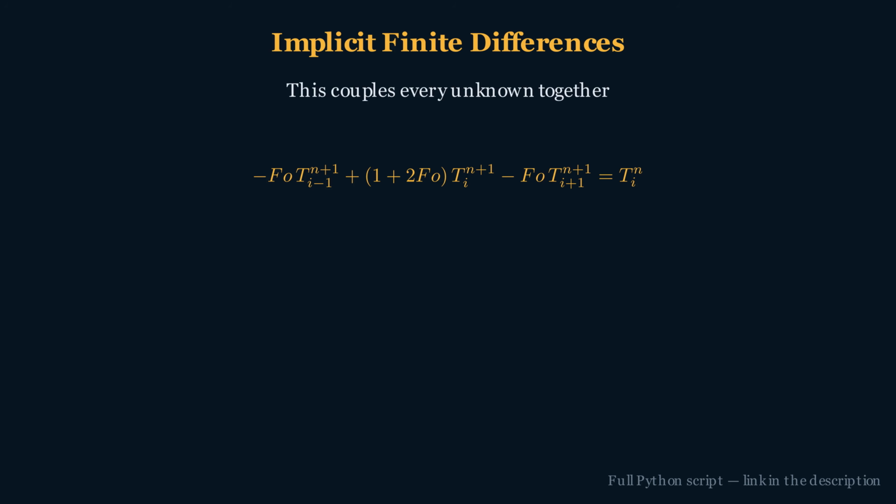Rearranging puts every new time level unknown on the left. Notice the problem. T_i^(n+1) now depends on its neighbors at n+1, which are themselves unknown. We can't update node by node anymore. We have to solve for every node simultaneously, exactly the sparse linear system approach from episode 1.